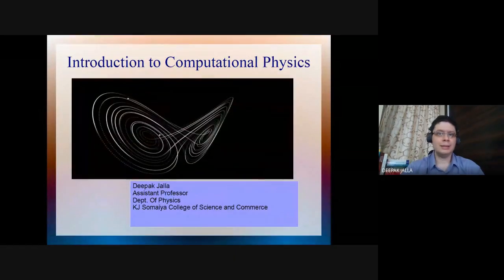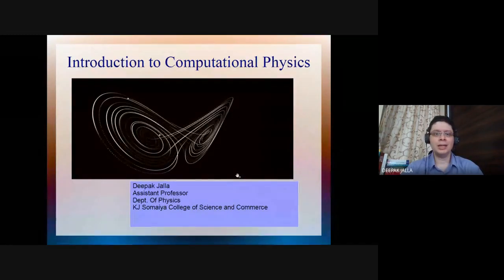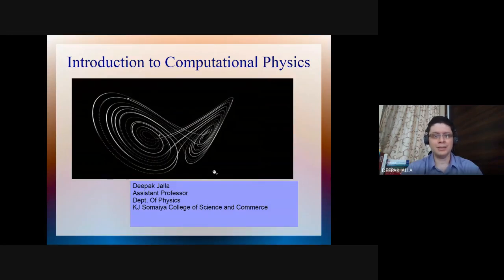So this is my topic, Introduction to Computational Physics. This is the famous Lorenz attractor. For those of you who do not know the history behind this, this is historically very significant for computational physics because this was the first system that showed that if you put something physical in a computer, you can get different results than what common sense tells you.